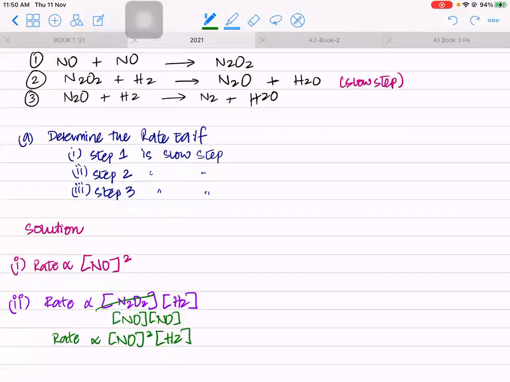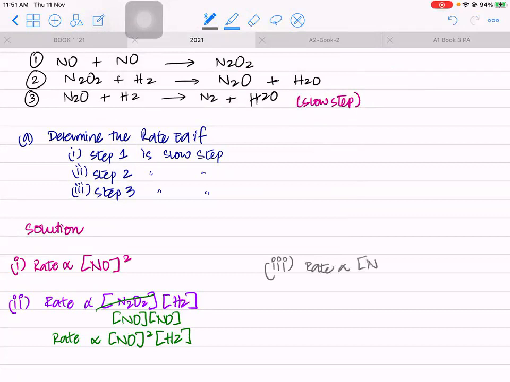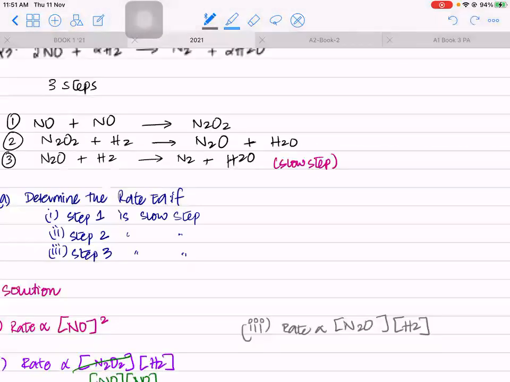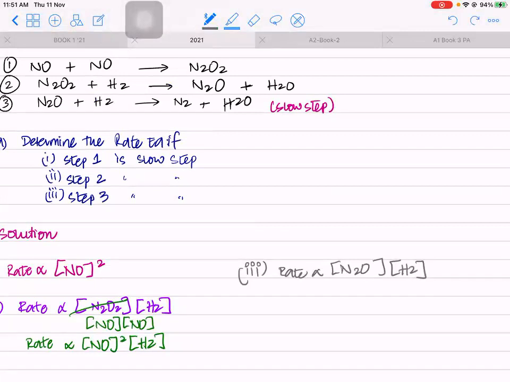Clear? Let's now see if your third step is your rate determining step. What will be your equation? Again, it would be rate is directly proportional to the concentration of the reactants. What are the reactants? N2O and H2. And again, N2O is what? Intermediate. Because do you see it is not part of the overall reaction? So N2O is an intermediate. Can it be part of the rate equation? No. So how is N2O formed? N2O is formed from N2O2 and H2. So can I substitute this and write N2O2 and H2?